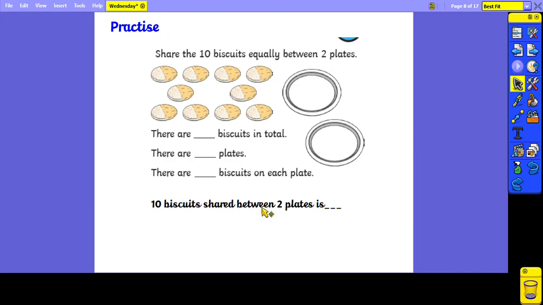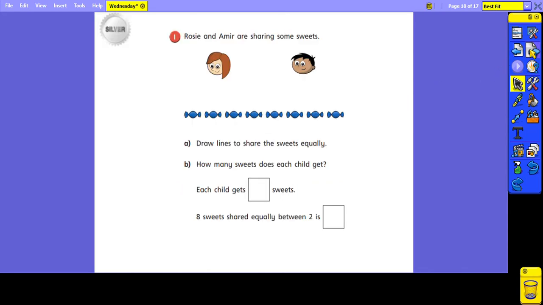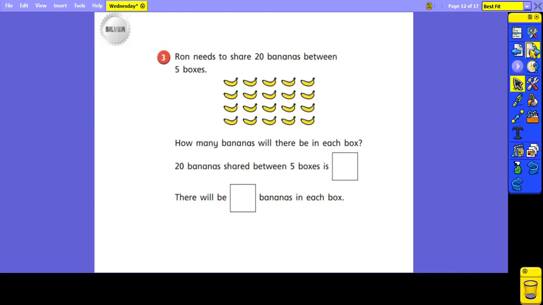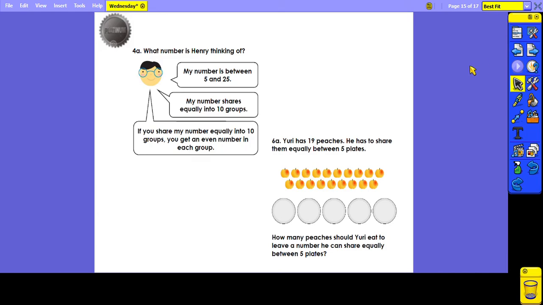So here there's a practice question for you to try. And as always, there's the White Rose website with the supporting video. And then there are some silver, gold, and platinum questions for you to try.